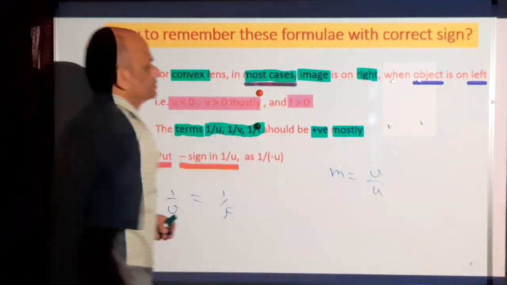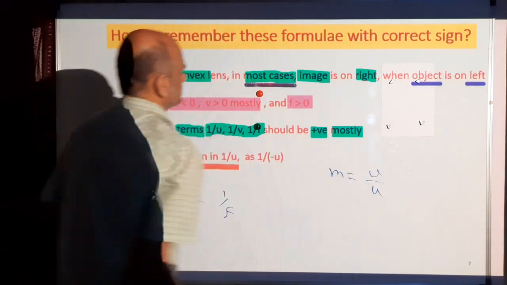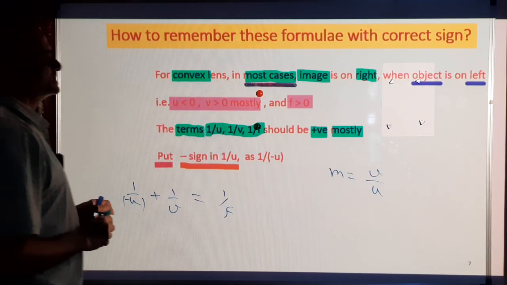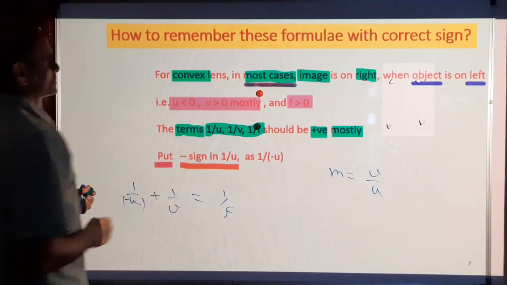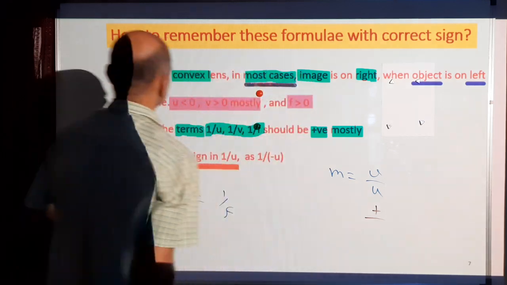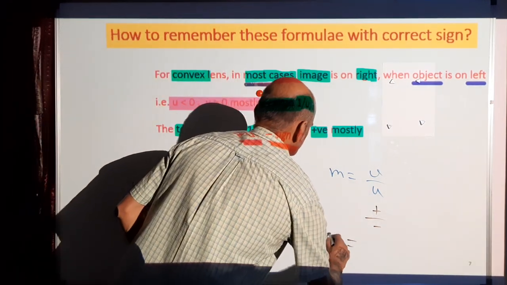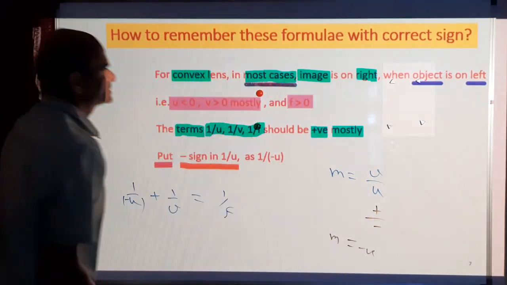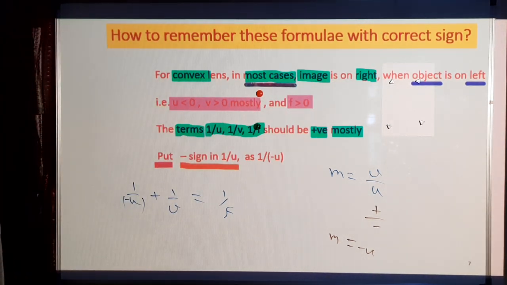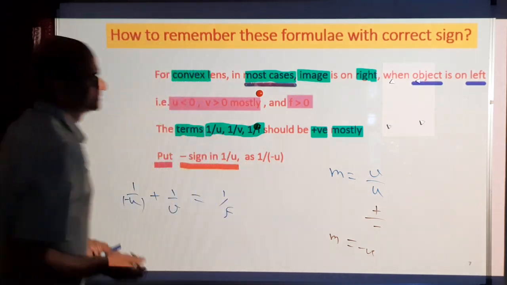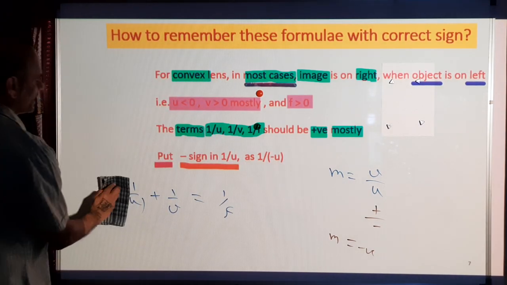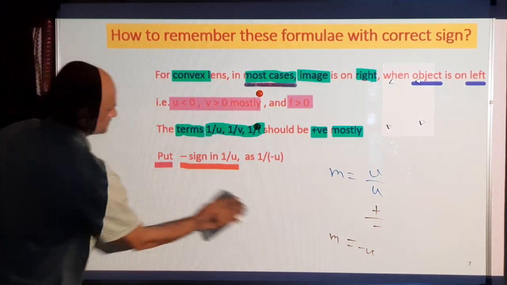And magnification is v by u, and this sign is plus to check that for most of the cases the image is inverted and v is positive. So v is positive divided by u is negative. So magnification is negative for most of the cases, which is true because for most of the cases the image is inverted. So magnification formula will have only a plus sign here for a lens. So this way we can remember the signs of the formula.